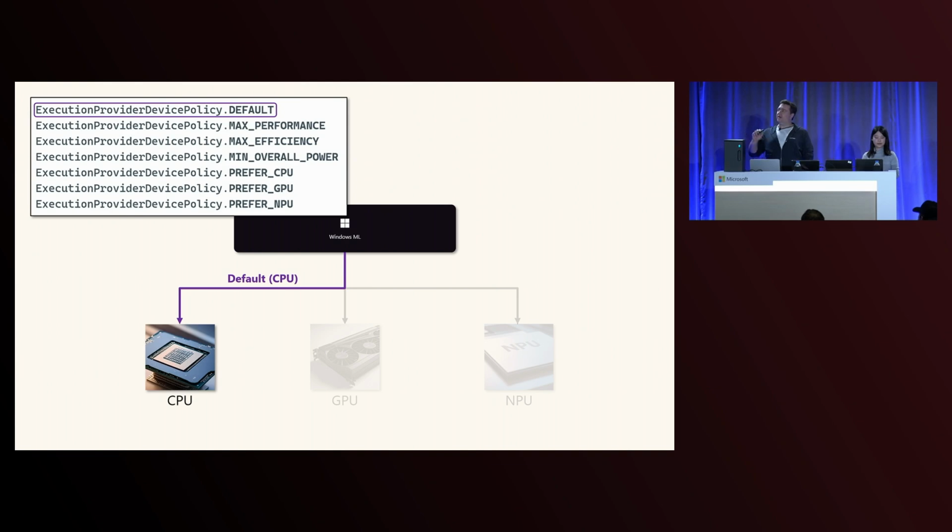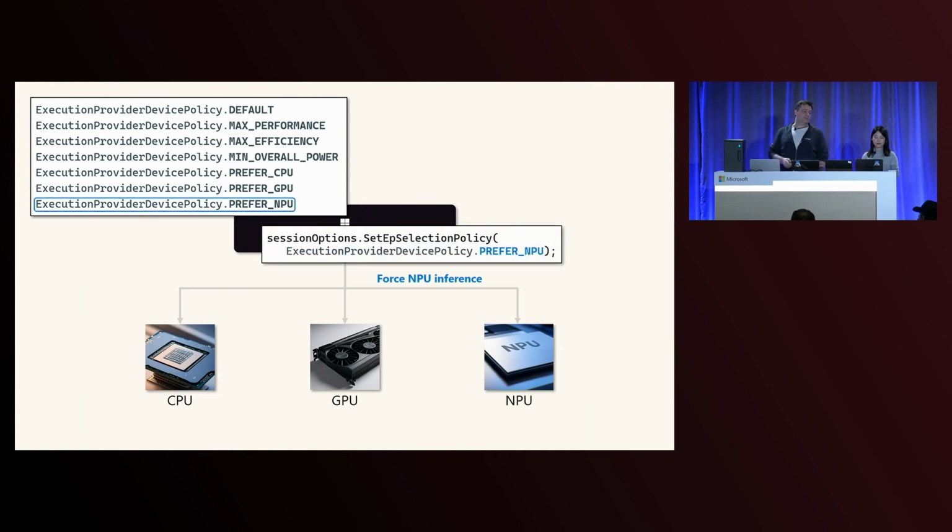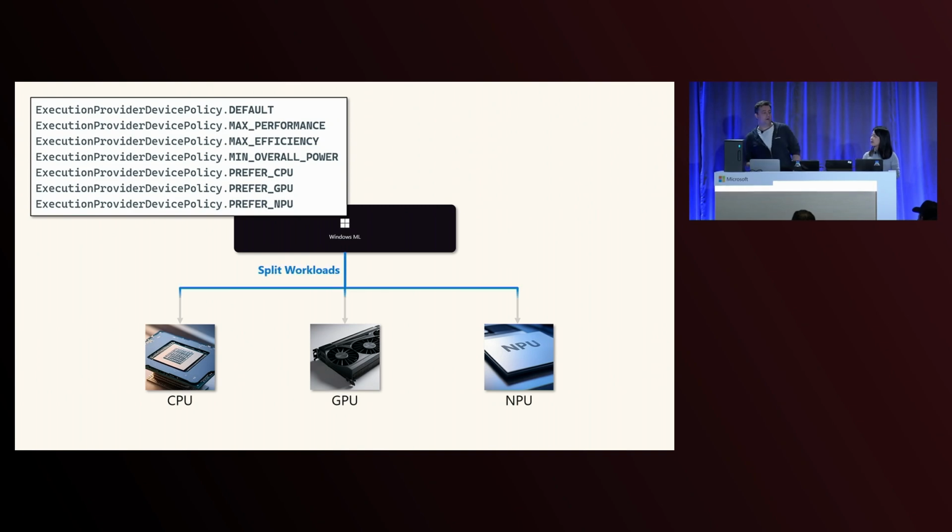And finally, if you don't want to use any of those and you just know exactly what you want, I really want to run it on the GPU, I really want to run it on the NPU, you can do that as well. For example, you can say prefer NPU, and Windows ML will just respect that. If it's got an NPU, it'll select that device and run it there. Eventually, in the not too distant future, we also want to add what we call workload splitting.